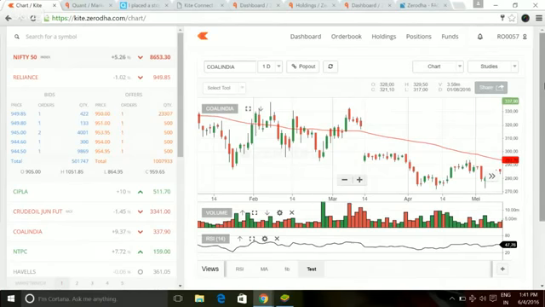Comparing two charts in one: that button should go live on Kite soon. When I say soon, probably in the next two or three weeks you'll have a button which says compare, so you can then compare two stocks.